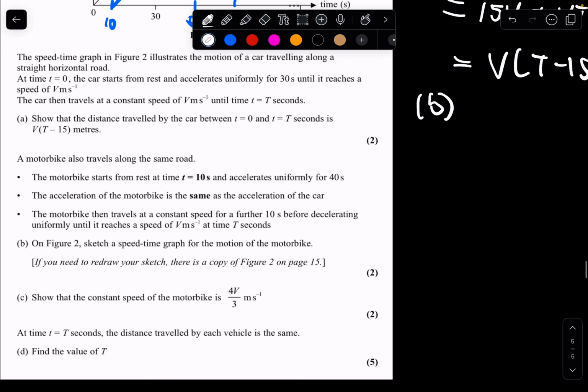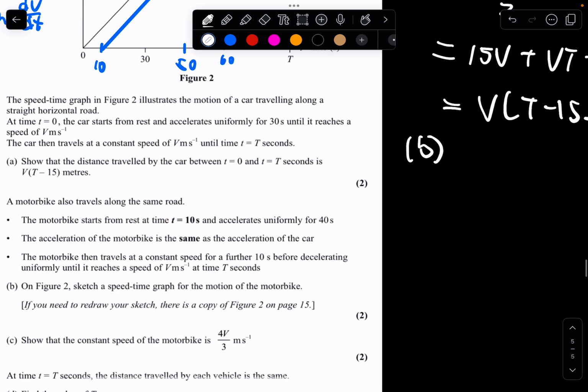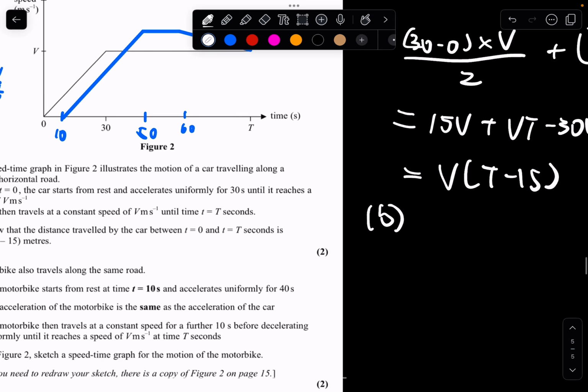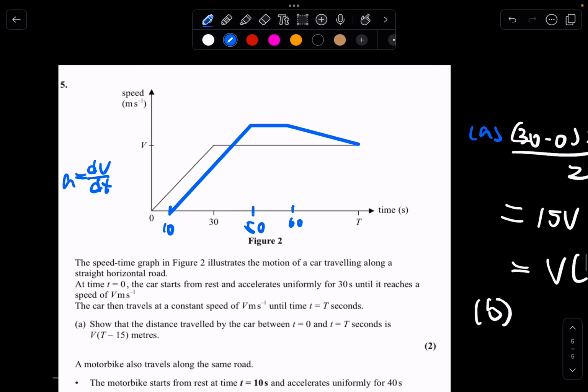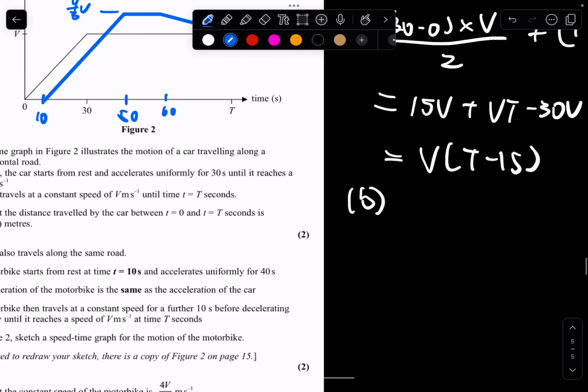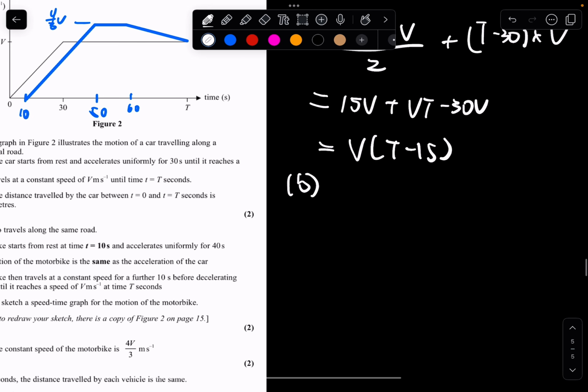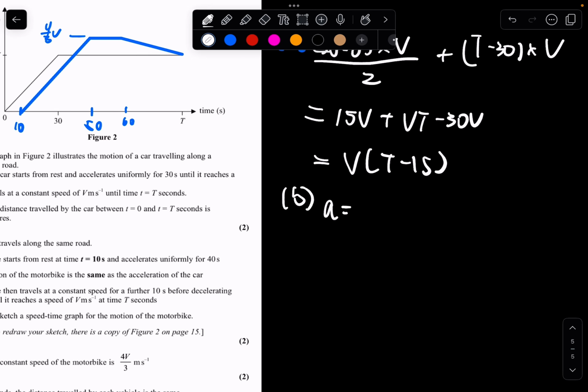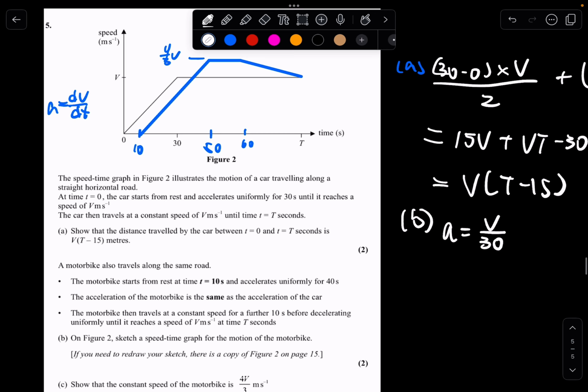Now part C. Show that the constant speed of the motorbike is 4/3 v. We have to show that this right here is 4/3 v. Now how do we do that? First we can find the acceleration. Acceleration is velocity over time. We have the velocity, and the time is 30 seconds, taken from here.